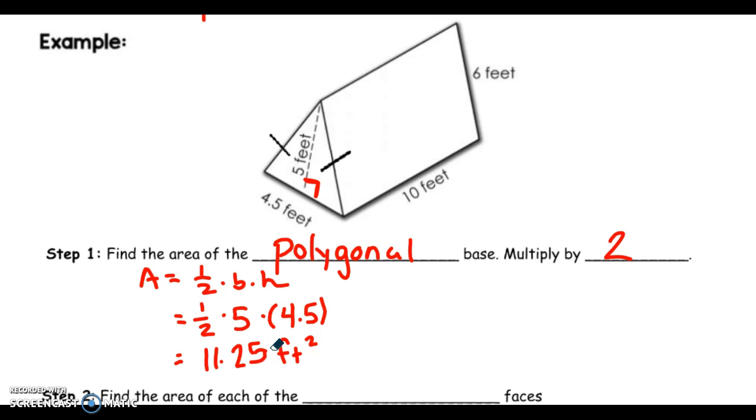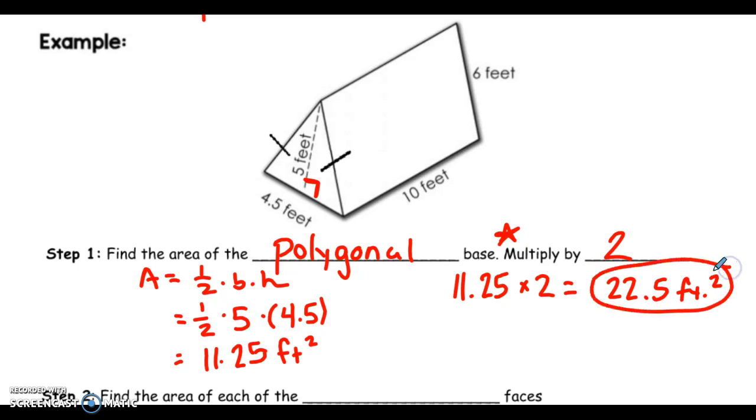Again, that's just one triangle, but the most important part is not to forget this second step. There's always going to be two polygonal bases, so I'm going to take that 11.25 and multiply it by 2 and get 22.5 feet squared. So that accounts for my two polygonal bases that are triangles in this case.